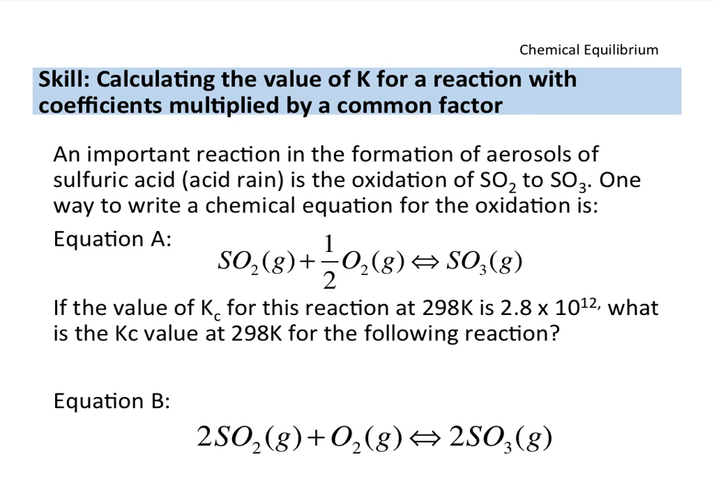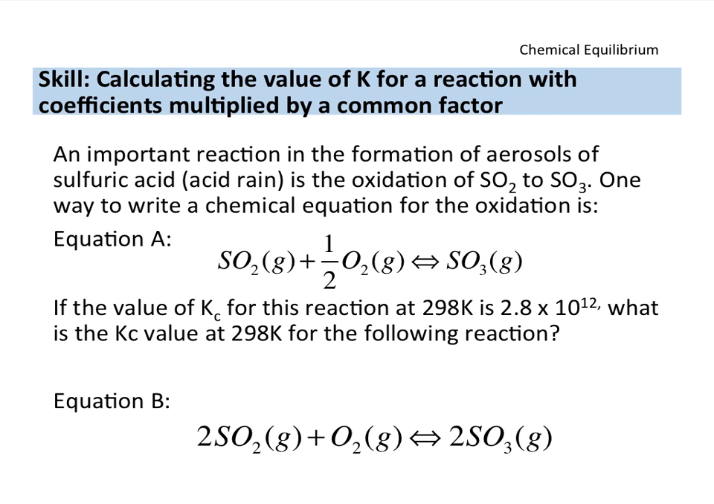In this statement, they are giving us the value of Kc for this reaction at 298 kelvins. This value is 2.8 times 10 to the 12. The question will be, what will be the Kc value at the same temperature for a second reaction, expressed by equation B? As you can see, between the two equations, the main difference is multiplication, a factor that we are multiplying the first equation by to obtain the second one. If you multiply the first equation by 2, you get equation B.